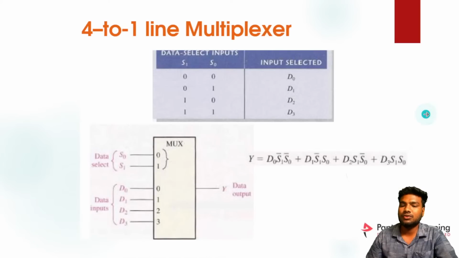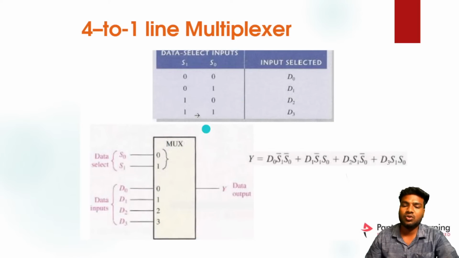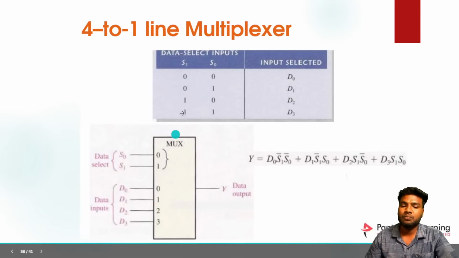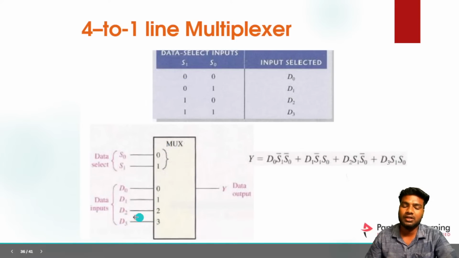So this is a 4x1 mux. It has 4 inputs and one output. Based on the selection line, if the input is 0 0, it will select the first input line. If the selection line is 0 1, it will select the second line. If the selection line is 1 0, it will select the third line. If the select line is 1 1, it will select the last line. So D3 is the input as output. So this is the mux equation.